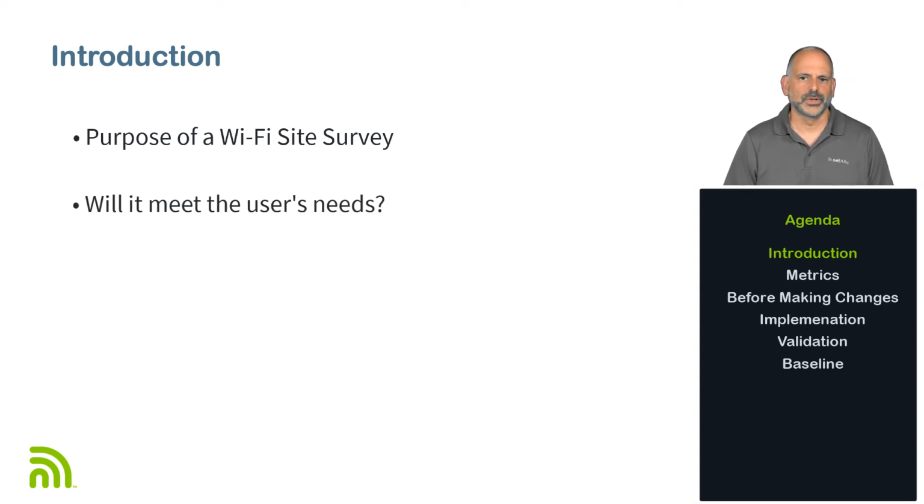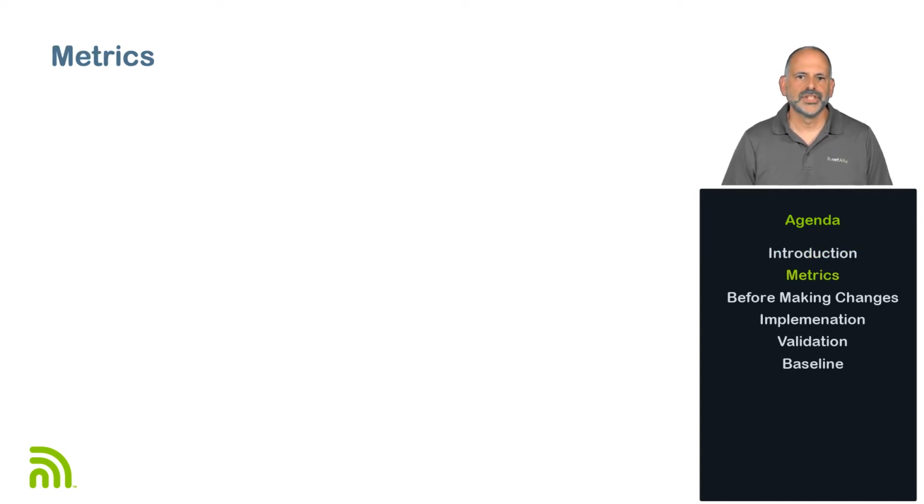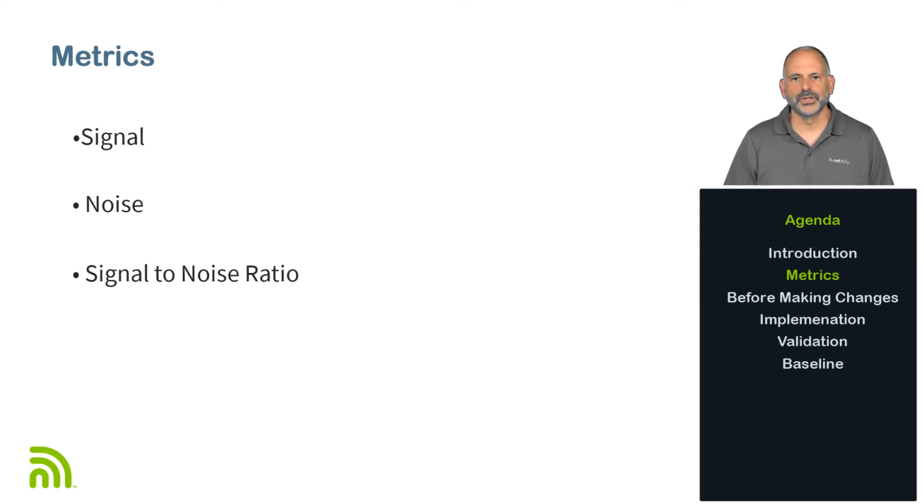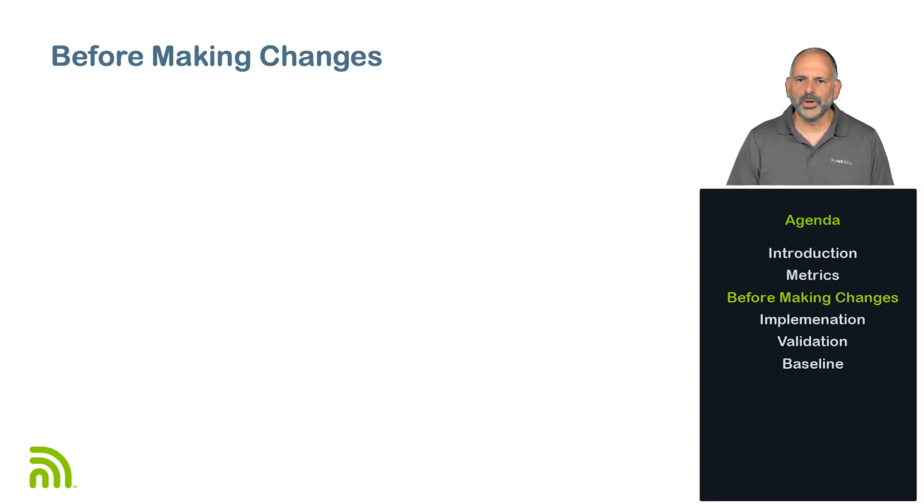When it comes down to it, a survey is intended to determine if the Wi-Fi network will meet the needs of its users. This is accomplished by measuring several metrics that allow us to determine Wi-Fi network performance and coverage. The metrics measured include signal strength, noise, signal-to-noise ratio, data rates, and interference. It's important that before we make changes to a wireless network, we perform a pre-change site survey.